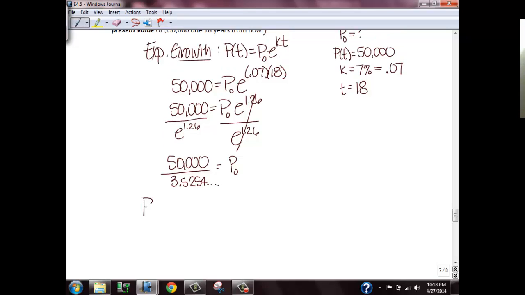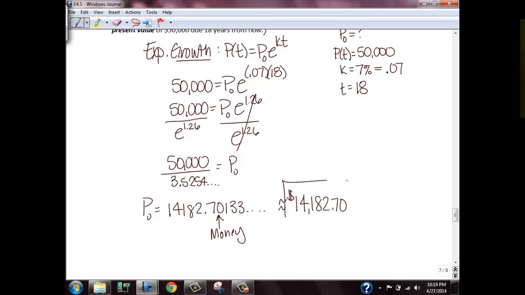So when we multiply this out, we should get something like 14182.70133 blah blah blah. Okay, so this is what our initial investment should be. Now, unless they tell you to round it to the nearest dollar, because it's money, we round it to 2 decimal places. Okay, which means that our initial investment should be roughly $14,182.70. Okay, which is what every new parent has lying around, right?